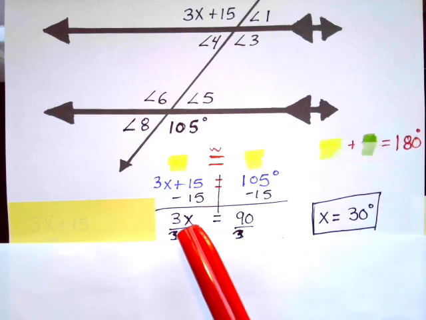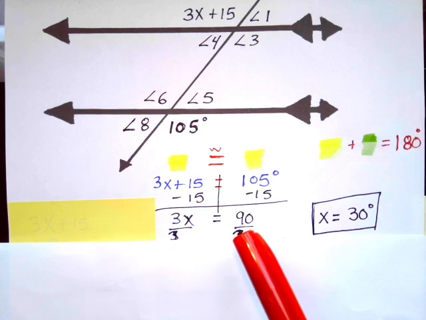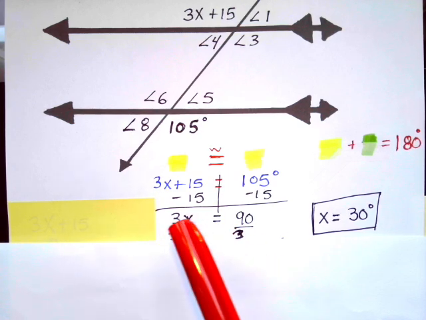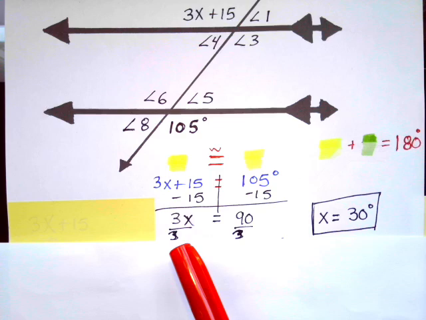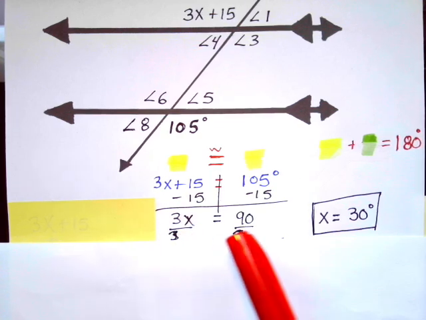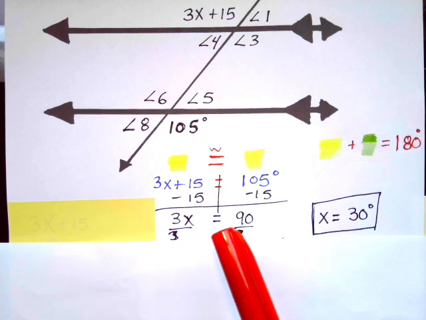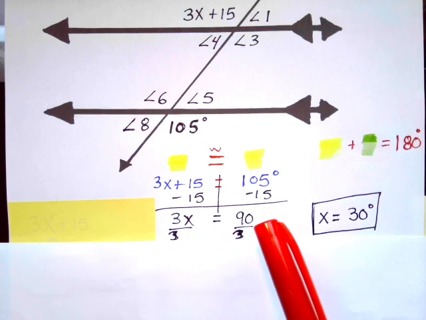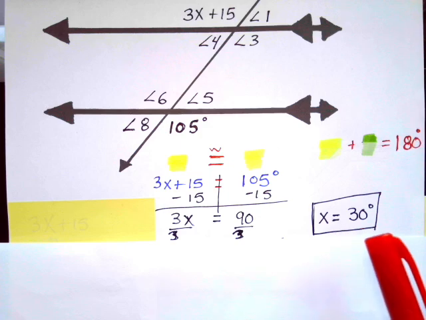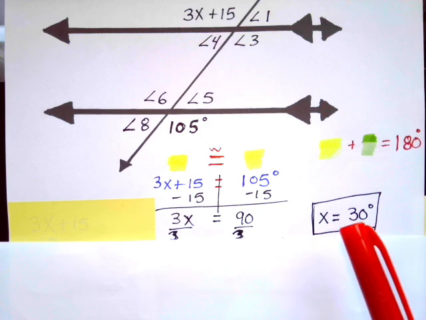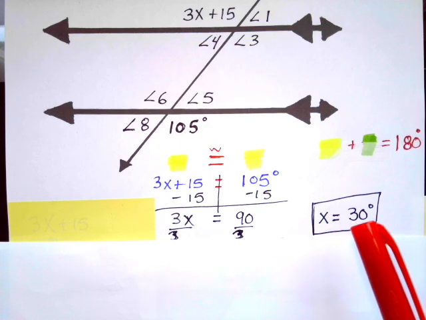So I want to free up that x. I'm going to divide both sides by 3 because the opposite of multiplying 3 times x is to divide. And 3 over 3 leaves me that 1x, right? But what I do to the left side, I've got to do to the right side. What's 90 divided by 3? It's 30. So x equals 30. Okay?